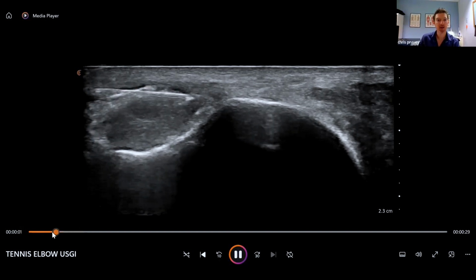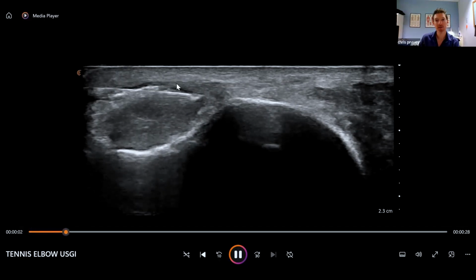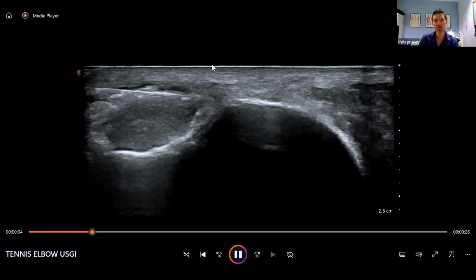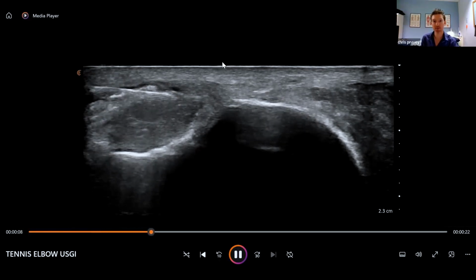So this is the needle path here. This is the needle, and you see the bevel, the tip of the needle, and I'm just poking at that area and putting just a little bit of steroid there.